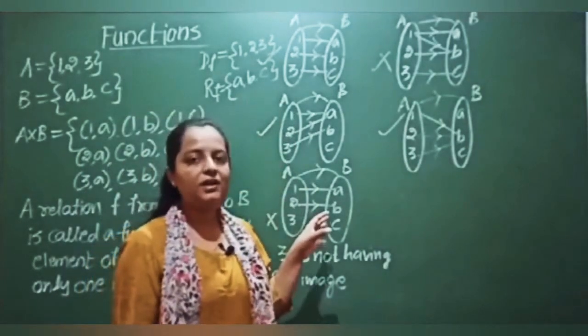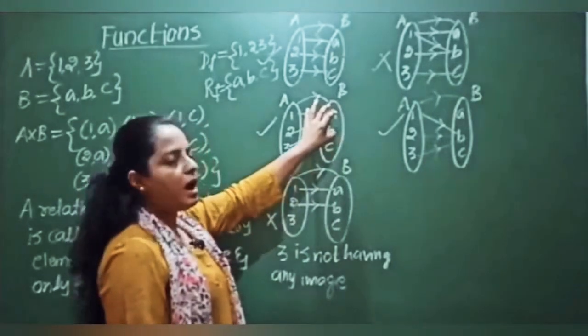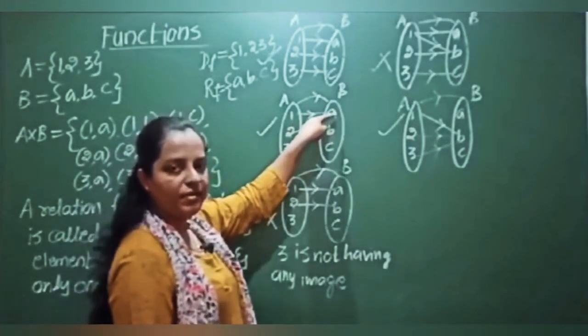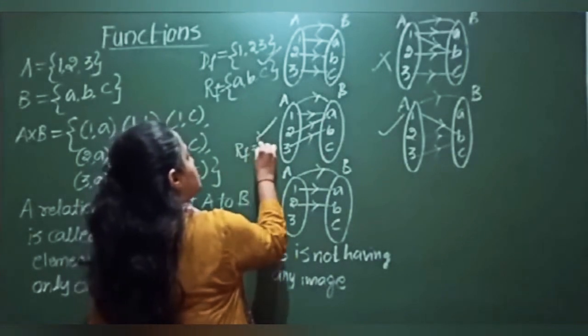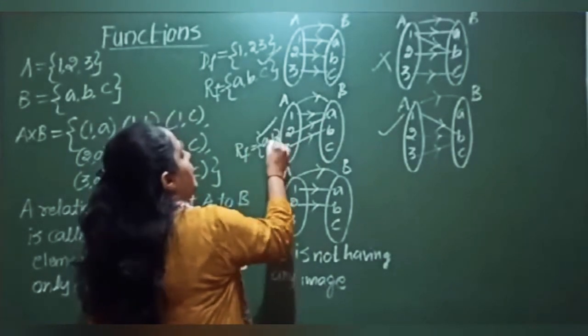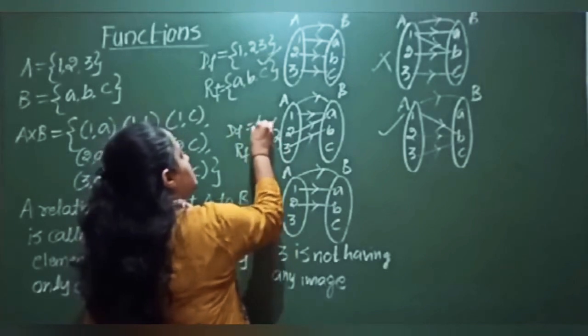And what is the range here? The range is where our arrow ends. Our arrow ends with A and B. So therefore the range of this function is A, B. And can we call the domain set A here?